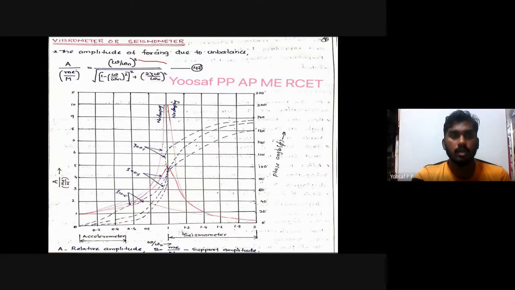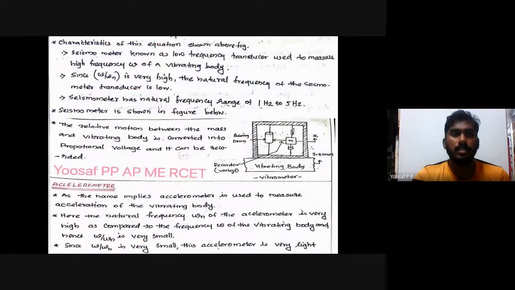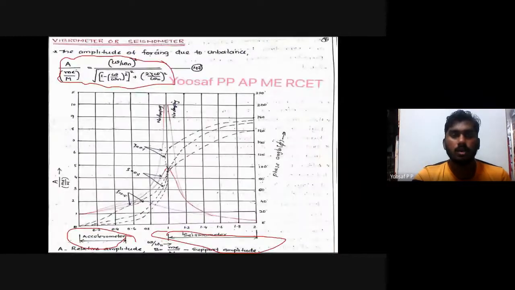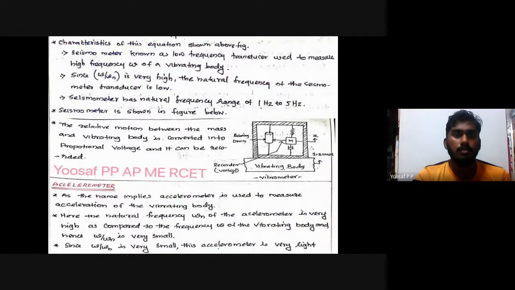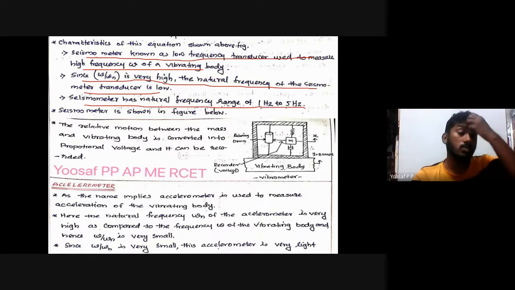This equation was already derived in the theory section. From this equation we can represent the accelerometer's range and the seismometer's range: one is for higher frequency range and another one is for lower frequency. The characteristics of this equation are shown in the above figure. Seismometer is known as a low frequency transducer, and measures high frequency omega of a vibrating body. Since omega by omega n is very high, the natural frequency of the seismometer transducer is very low. Seismometer has natural frequency range 1 Hz to 5 Hz.